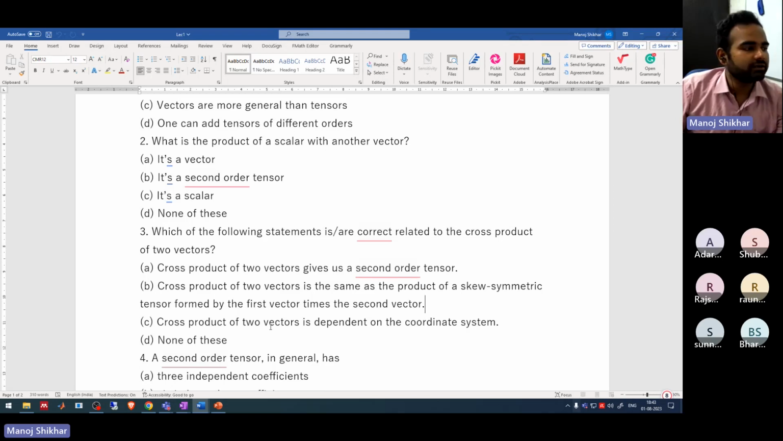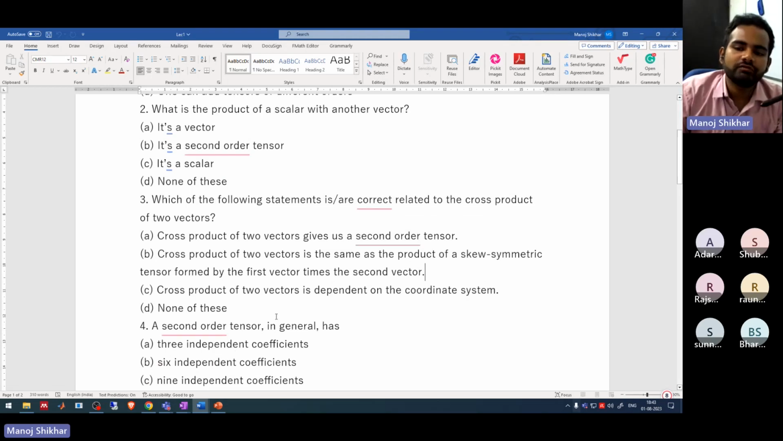So when you do A cross B, what is A cross B geometrically? It is the area of that plane. So A cross B will remain the area of that plane, and it will not change depending upon the Cartesian coordinate system. So that's why the third option, cross product of two vectors is dependent on the coordinate system, is false.